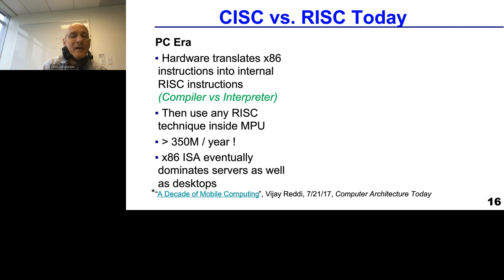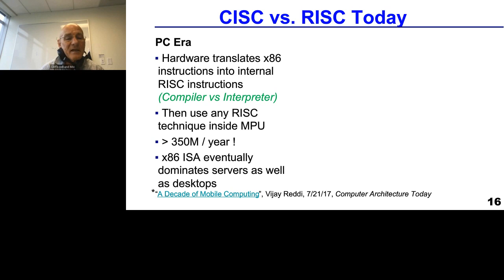Okay, so what happened? So this is the PC era. Intel, to its credit, figured out how to put 500 engineers to build a single microprocessor, which is quite an engineering feat. And they translated the x86 instructions, these complicated ones, into these simple RISC-like instructions internally. They would do that in hardware, kind of remarkably. And then any good RISC ideas could get used inside the x86. And that had this giant market because it was binary compatible with software. It eventually got up to 350 million microprocessors per year at its peak.